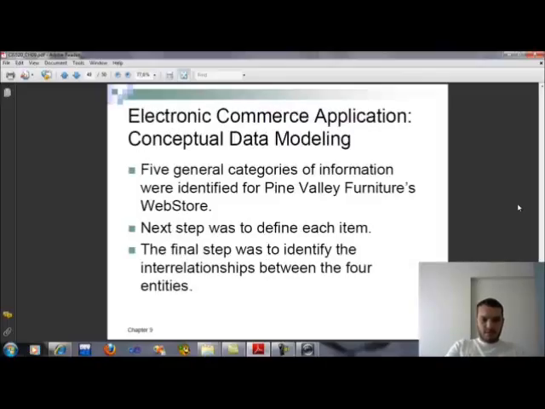And electronic commerce application, conceptual data modeling. Five general categories of information were identified for Pine Valley Furniture's web store. The next step was to define each item. The final step was to identify the four relationships between the entities.